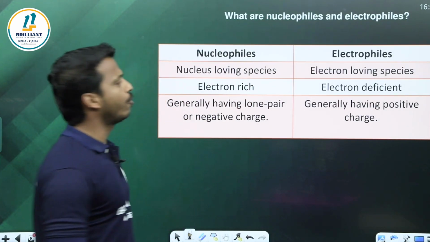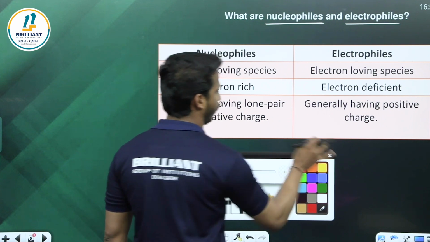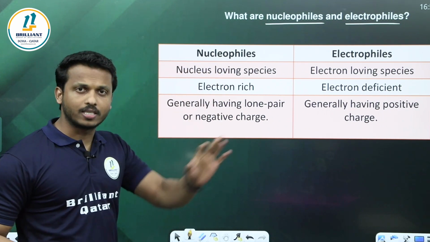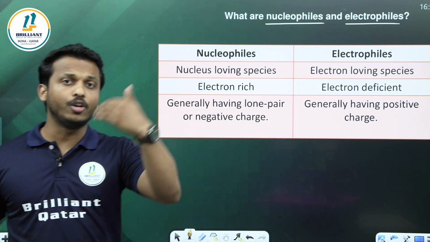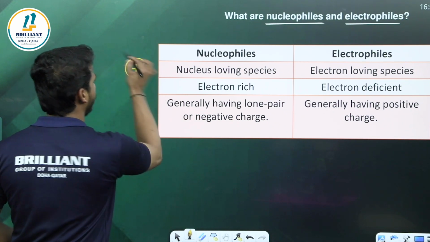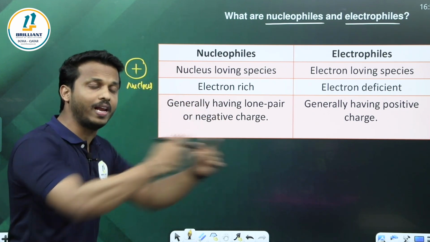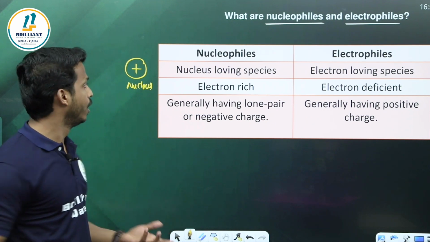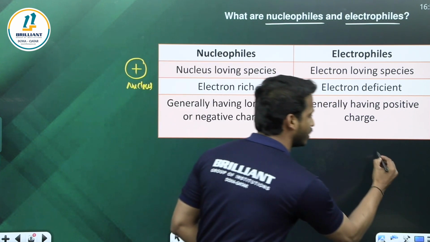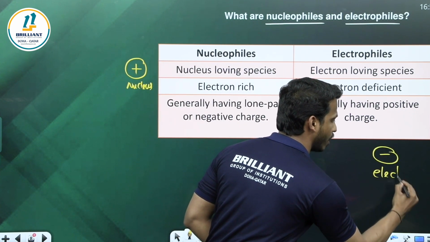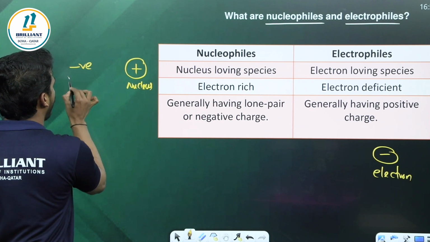What are electrophiles and nucleophiles? Very important question. What are nucleophiles and electrophiles? Carefully study all. Nucleophiles are nucleus loving species, the ones which attract a nucleus. You know, the nucleus charge is positive. So what is the charge of a nucleophile? It can be negative. So nucleus loving species are called nucleophiles. Electron loving species are called electrophiles. What is the charge of an electron? Negative. So nucleophiles can have negative charge or neutral charge.